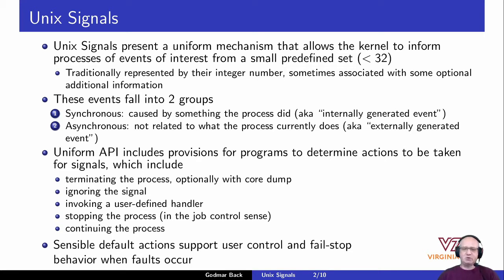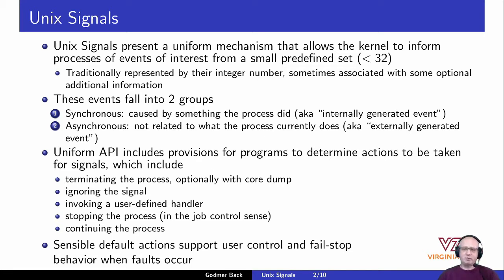I'd like to distinguish them by how they encounter or react to signals. So this can be done either synchronously, in which case the signal would be synchronously sent to the process, and this is when it's caused by something that this process just did, hence the term internally generated event. Asynchronous notifications are not related to what the process currently does, but rather they are related to something that happened externally, maybe a user action, maybe an action by another process.